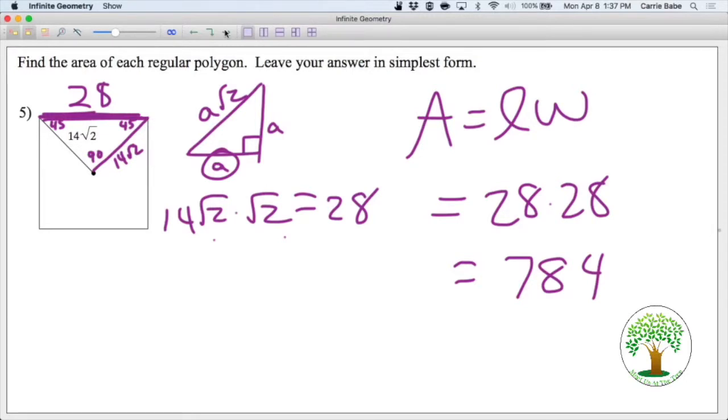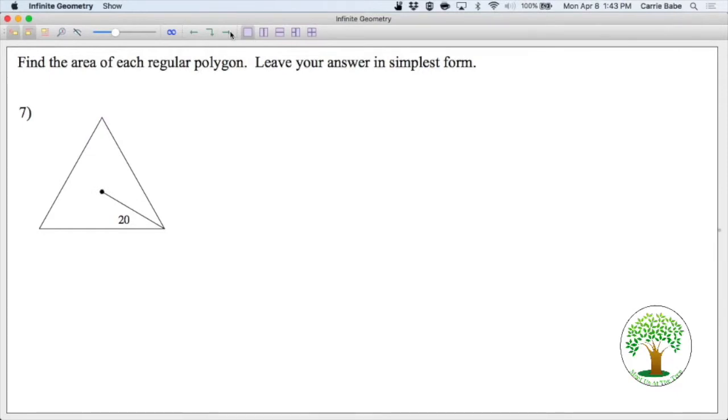This time we can't use our 1/4 square root 3 s squared because they don't give us the side. They give us the radius. We could try to find the side, though, to use that formula. Or we could just find the apothem and then that side and use apothem and perimeter. When you find this part of the side, you just double it to get the other part.